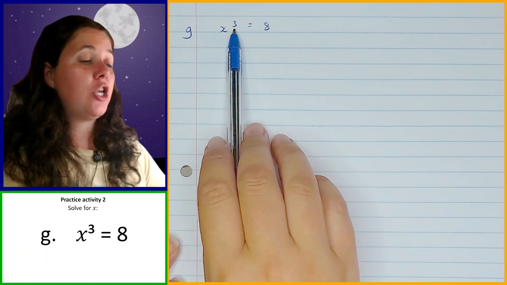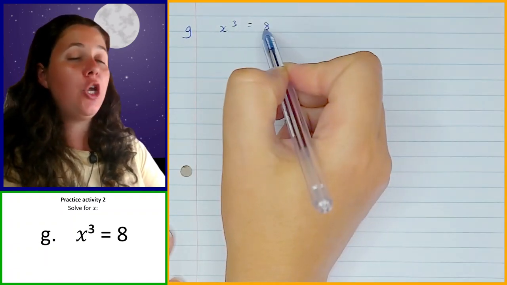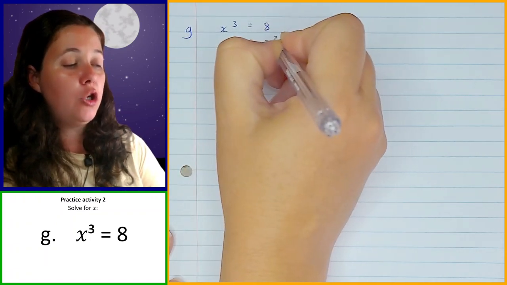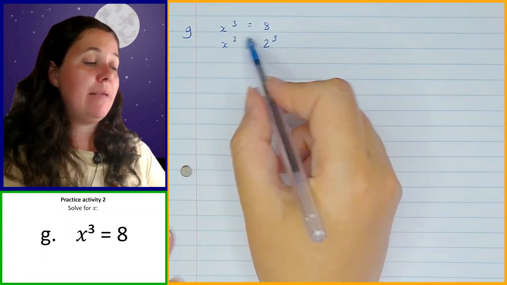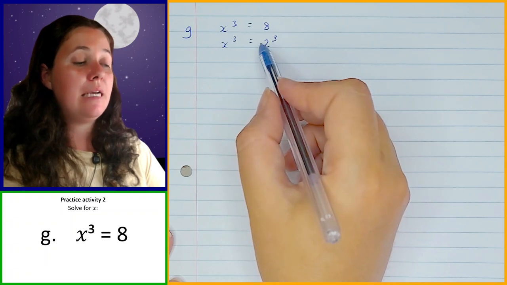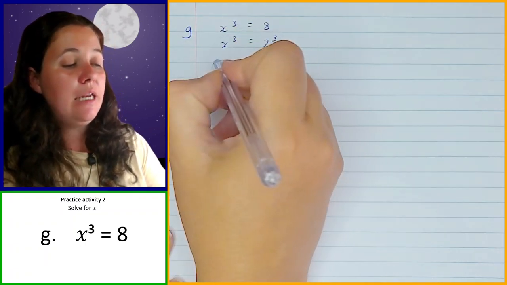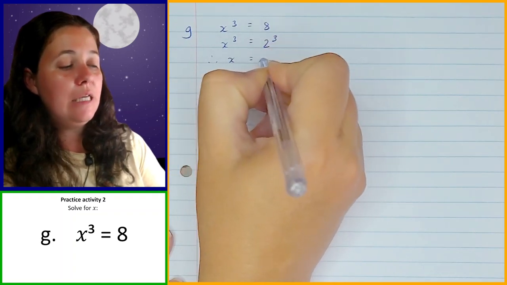So if it's x cubed, I want to know what can I cube to get 8. So x cubed is equal to 2 cubed. Now I've got the same exponent, I can drop the bases. See, I didn't have to put a plus or minus because this is an odd exponent. Okay, so then I can say, therefore, x is equal to 2.